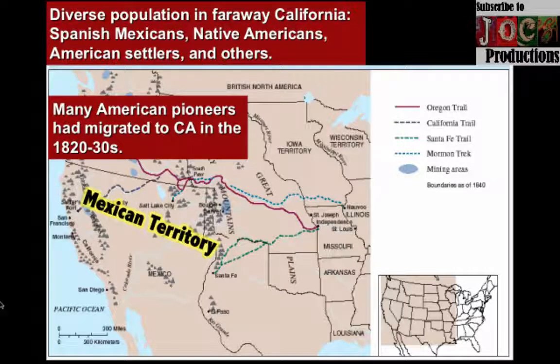Now, Polk gets elected in 1844. Remember, he runs on a platform that really symbolizes Manifest Destiny because he wants the United States to stretch from the East Coast to the West Coast.